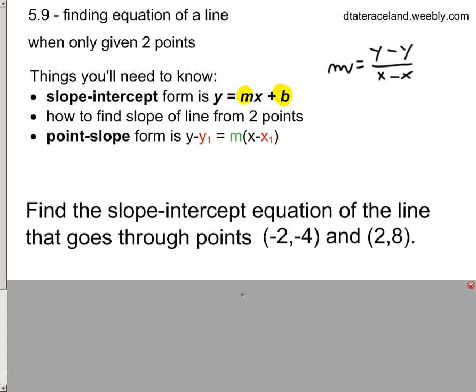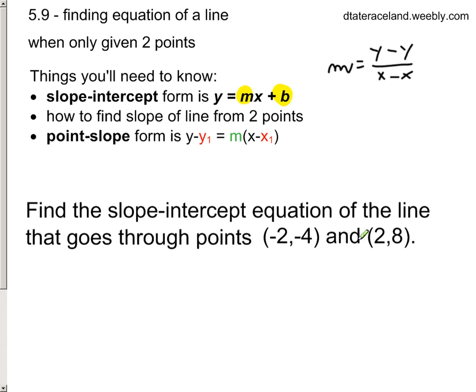Here's the basic directions. Find the slope-intercept of the equation of the line that goes through points -2, -4, and 2, 8. Well, the very first thing we need to do is find the slope. So let's go ahead and plug our y values in. I'm going to go ahead and go with -4 first. Then I'm going to plug in 8.